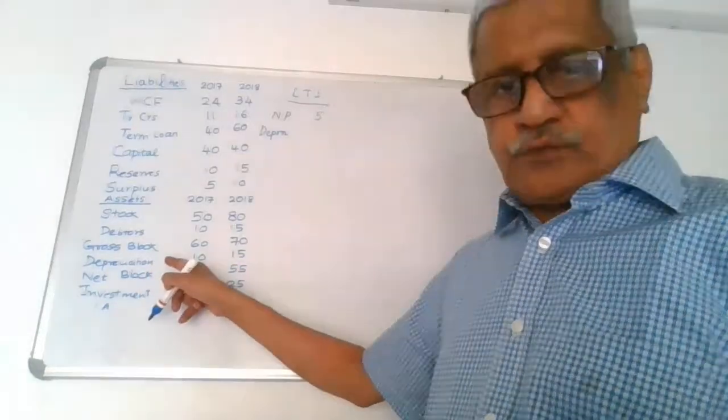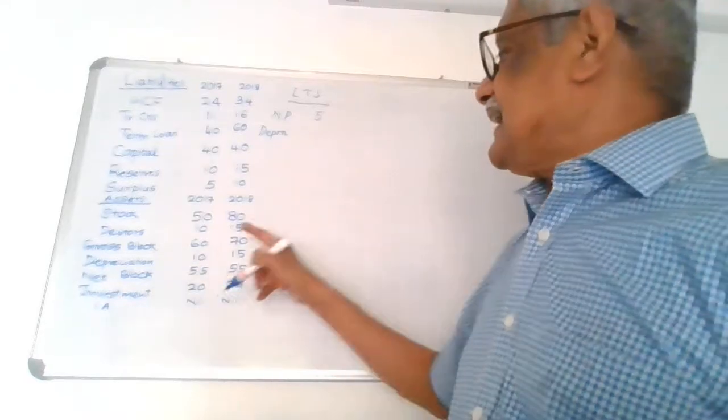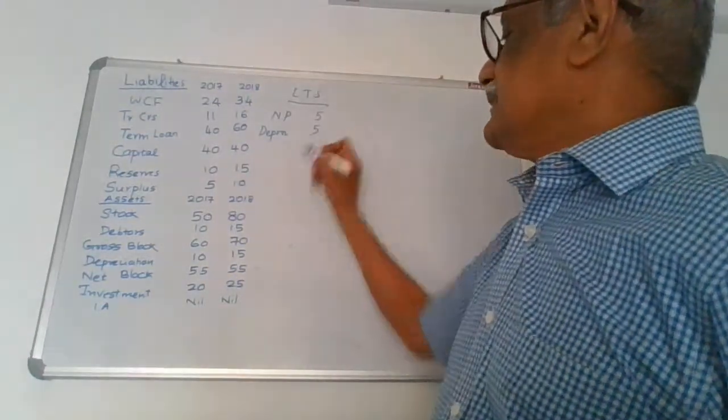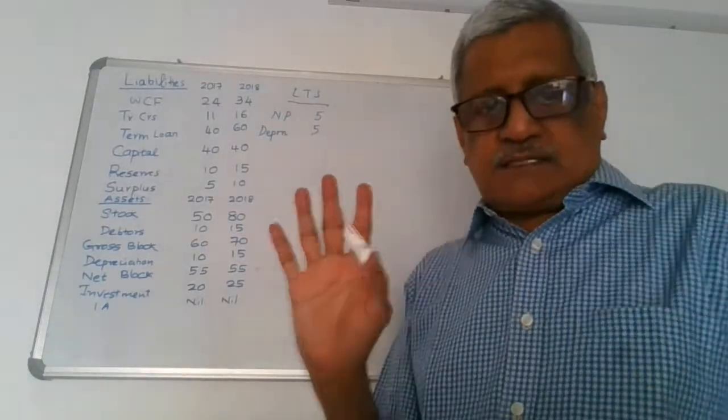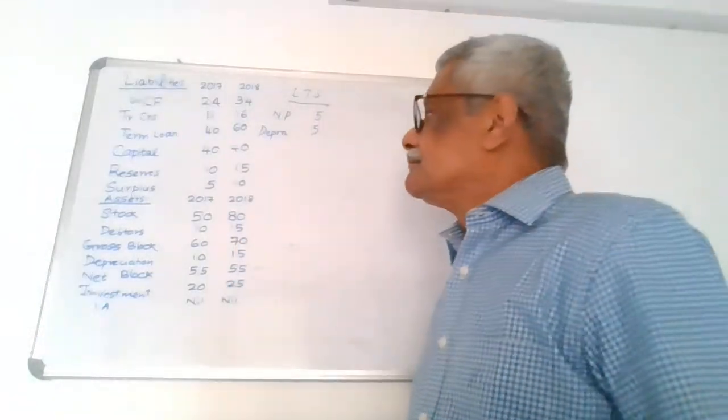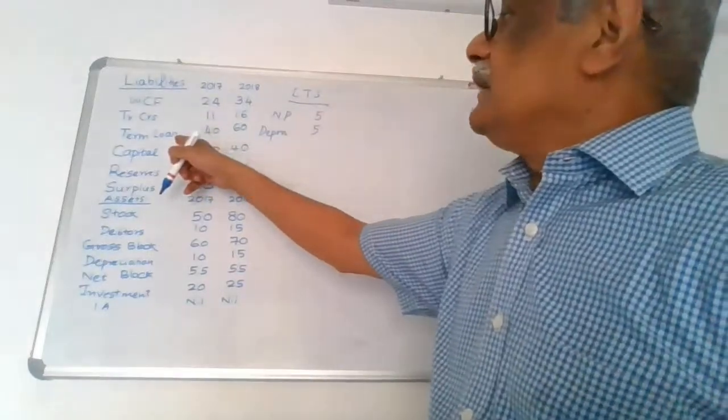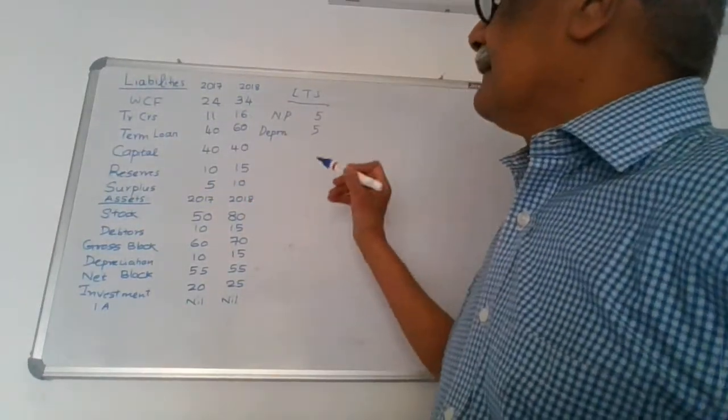There is no cash outflow, it is only a provision. That is a cash. Depreciation between 2 years was 5. So my cash accrual in the business was 10. Now, go to the term liabilities.